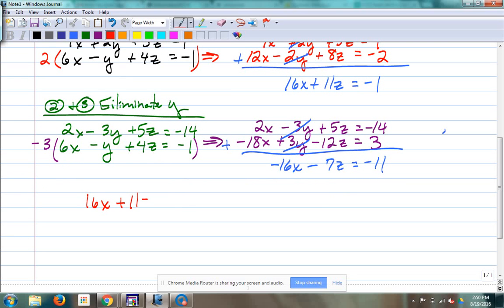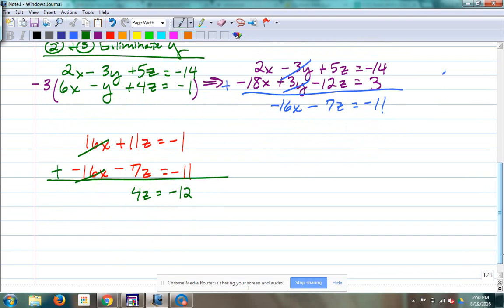16x plus 11z equals negative 1. Then we have negative 16x minus 7z equals negative 11. The x's cancel out. 4z equals negative 12. And then z is going to be negative 3. Where can I go from there to get another variable?